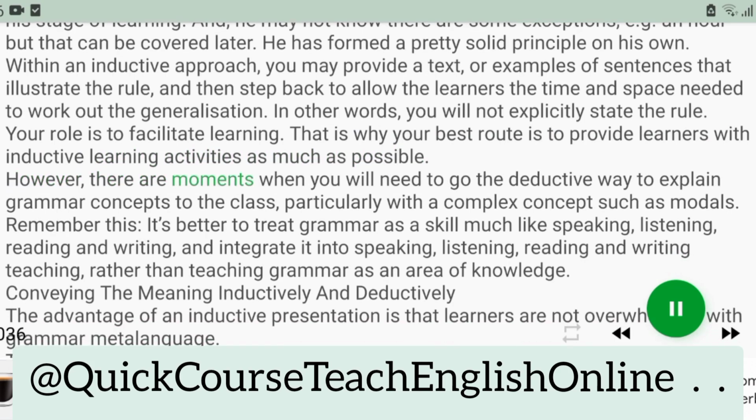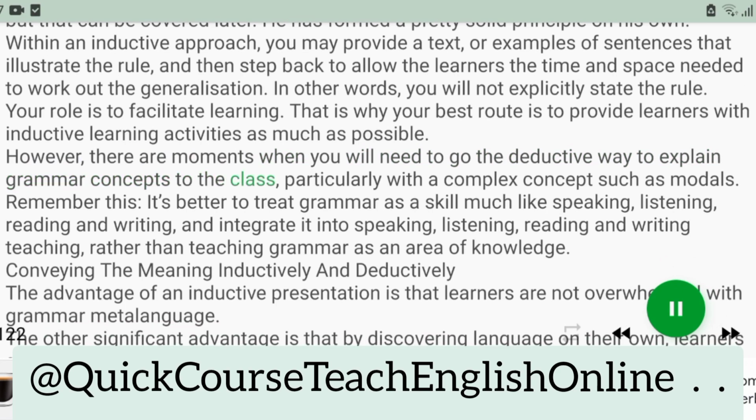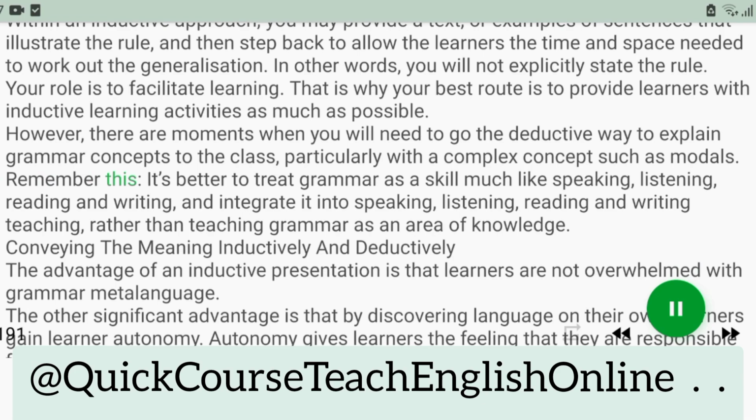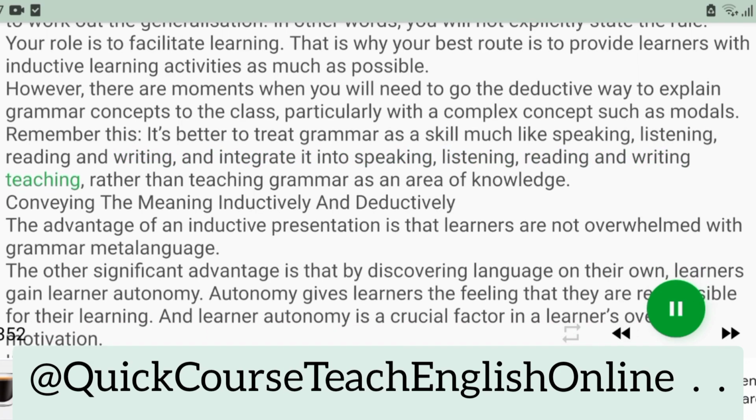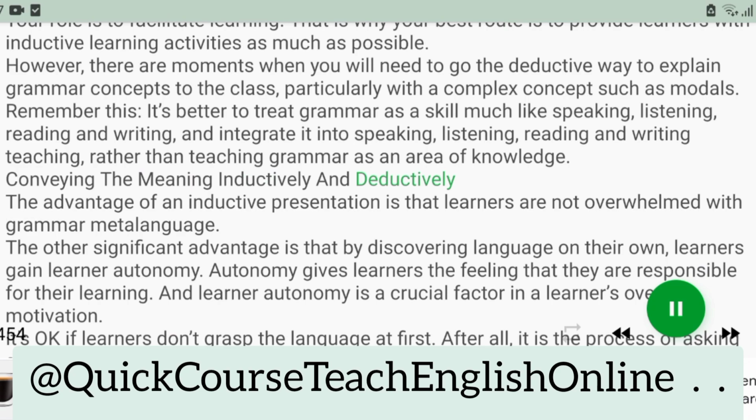However, there are moments when you will need to go the deductive way to explain grammar concepts to the class, particularly with a complex concept such as modals. Remember this: it's better to treat grammar as a skill much like speaking, listening, reading and writing, and integrate it into speaking, listening, reading and writing teaching, rather than teaching grammar as an area of knowledge. Conveying the meaning inductively and deductively.